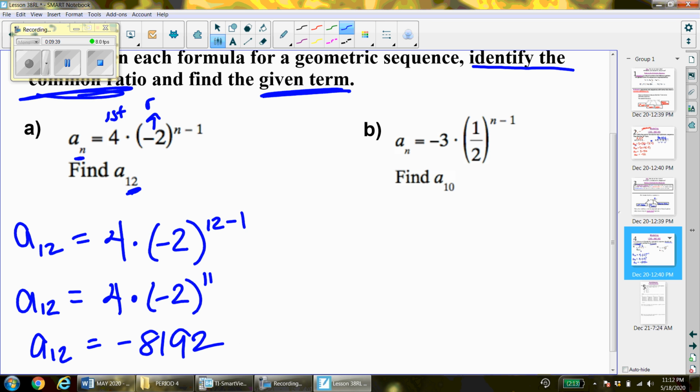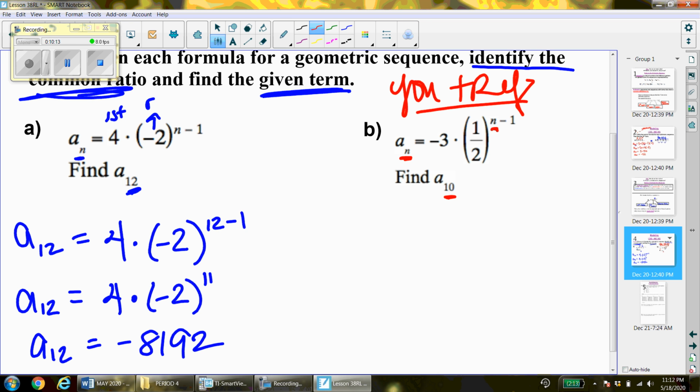And B is going to be a you try. Same way I did part A, same way you're going to do part B. You're looking for the 10th term, so you replace the n's with 10, and then you solve the way you normally would.